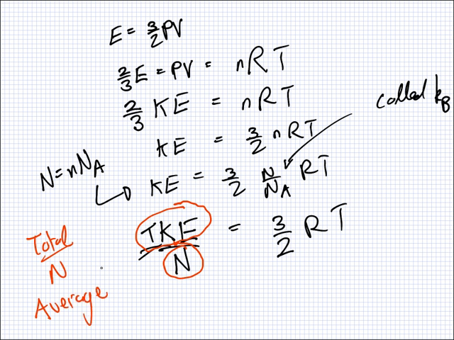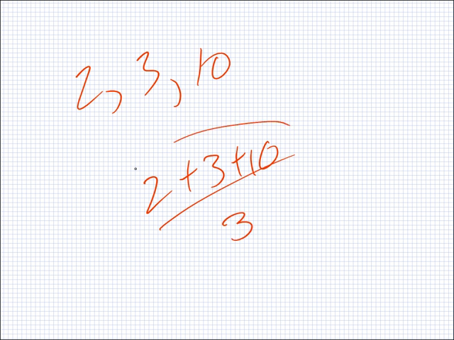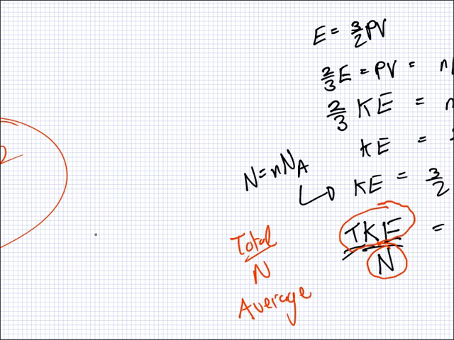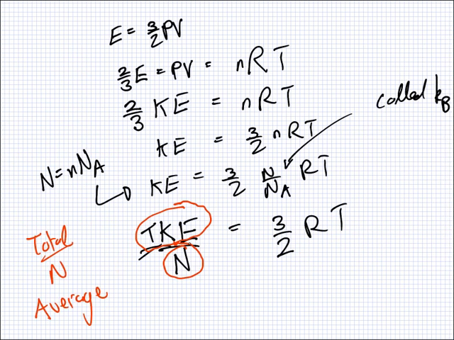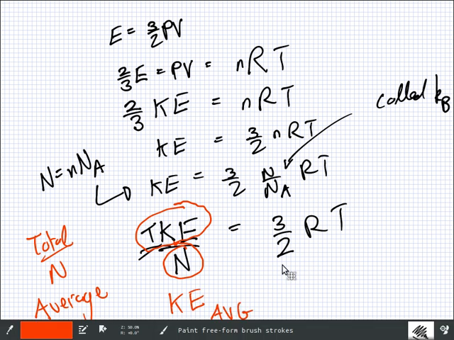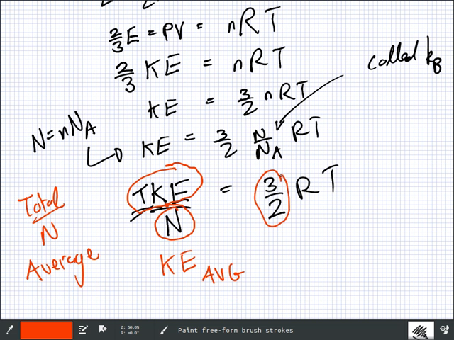Look, for example, the average of 2, 3 and 10 is 2 plus 3 plus 10 over 3. That's called the average. Okay, so total kinetic energy divided by number of molecules, this is called the average kinetic energy. Now, this is constant, yes? So average kinetic energy is proportional to T. Now that is a very important result.